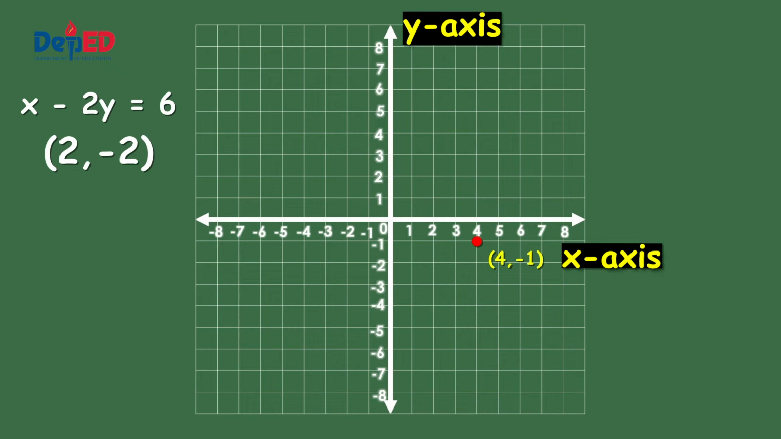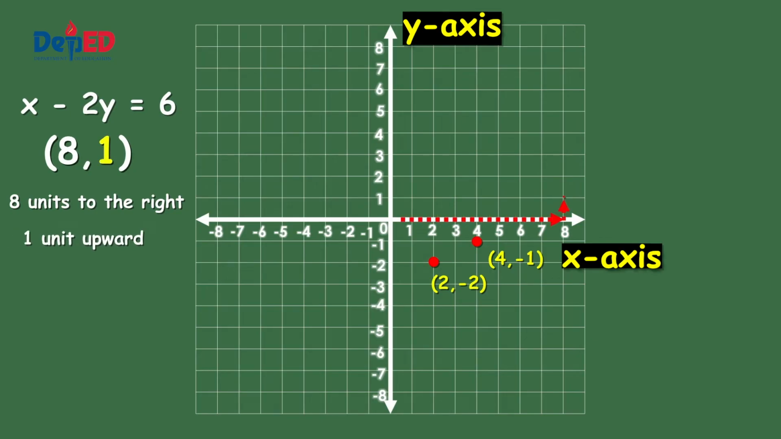Next is (2, negative 2). The x value is positive 2. This means that from the origin, the point is located 2 units to the right. Next, we are given a y value of negative 2. And this informs us that the point can be located 2 units downward. Again, starting from the origin, we locate 2 units to the right, then 2 units downward. And there we have the point (2, negative 2). Then the last point, the third one, is (8, 1). So from the origin, we will have 8 units to the right and 1 unit upward.